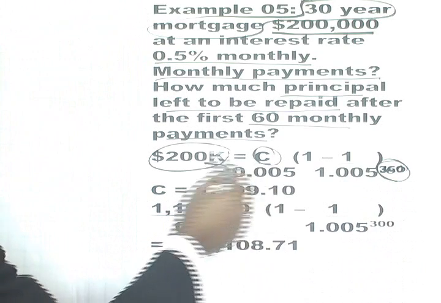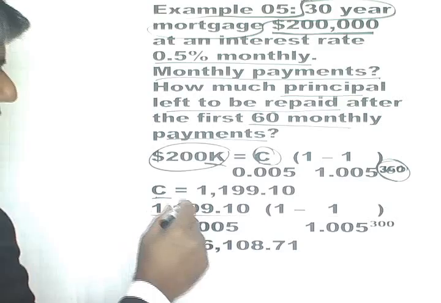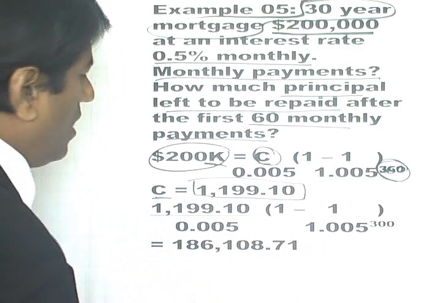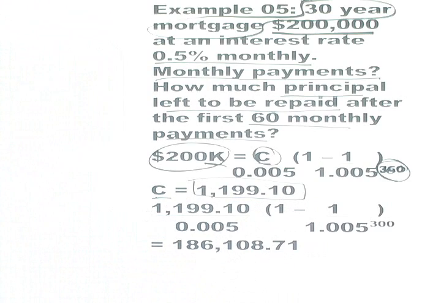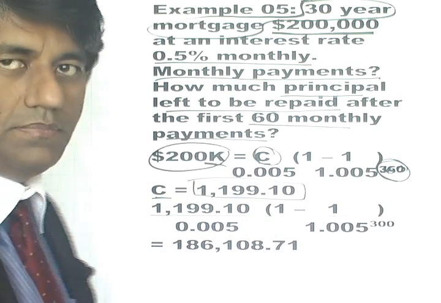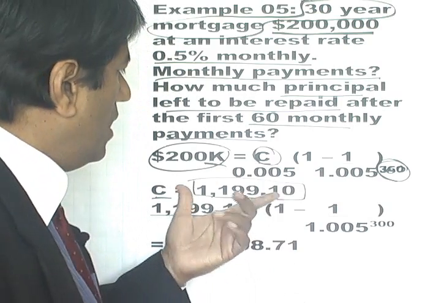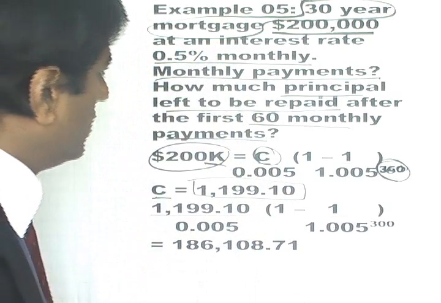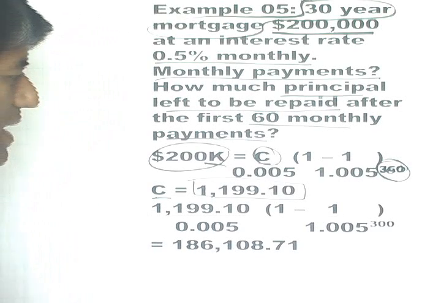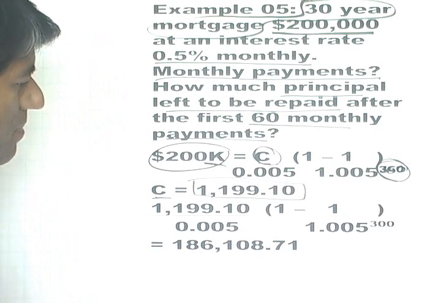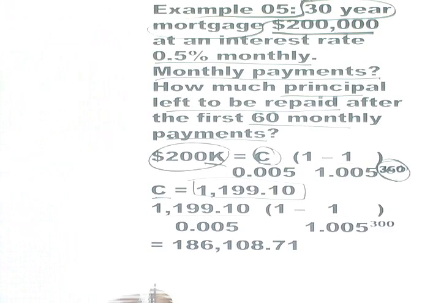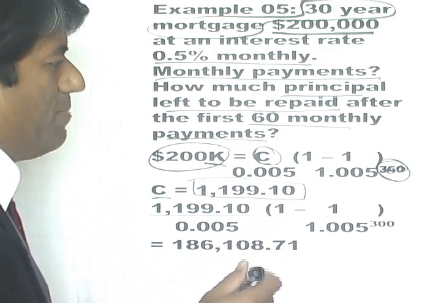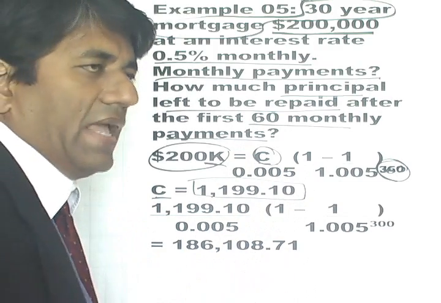So you use this formula to solve for C, and you get C equal to $1,199.10. So that's the monthly repayment which would pay off this mortgage. The second part of the question is, how much money would be left to be repaid after 60 payments have been made?